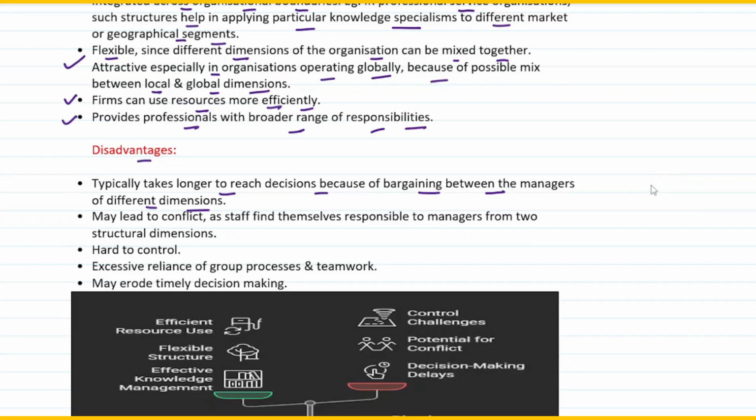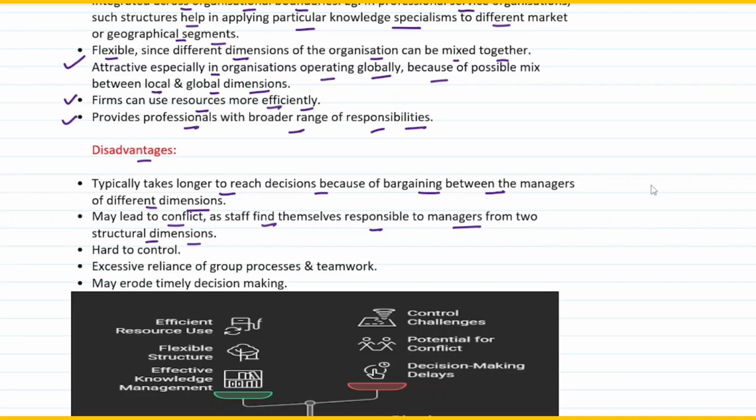That's the first point. Then it may lead to conflict. Why? Because staff find themselves responsible to managers from two structural dimensions, so there may be people who may be reporting to the global company and also the local manufacturing concern.